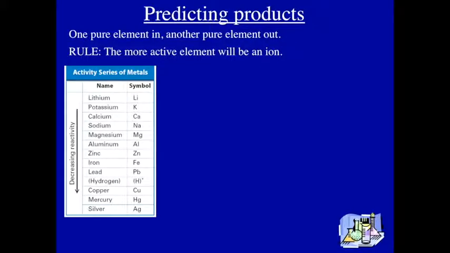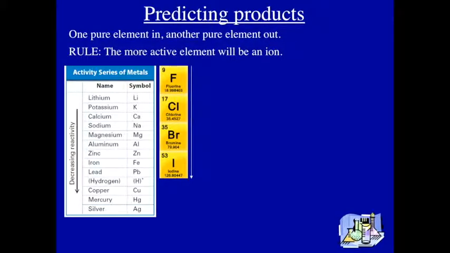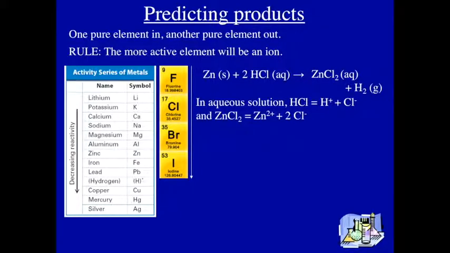There's our activity series again. We have 2 possible activity series. We have the metal activity series, which also includes hydrogen, and then we have the halide activity series. In this case, zinc as a metal, which is more active than hydrogen, which is an ion, because when hydrogen chloride is dissolved in water, it's a hydrogen ion and a chloride ion. The more active metal will become the ion. So zinc is more active than hydrogen, which is currently the ion.